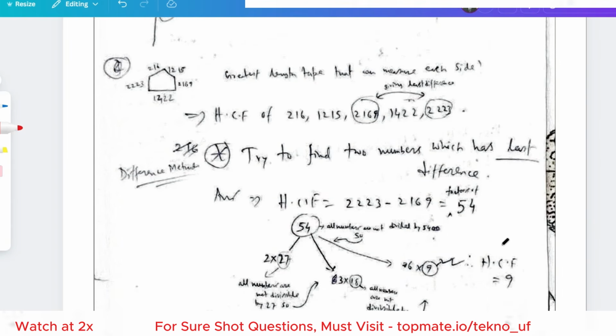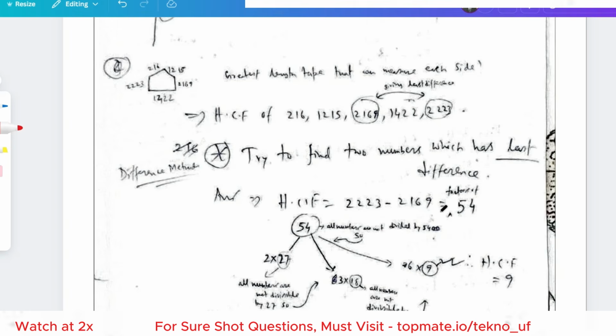Okay, so now write 54 as 2 into 27, 3 into 18, and 6 into 9. Then try if we can divide all these numbers by 27, if we can divide all these numbers by 18, if we can divide all these numbers by 9. So check if there is a number which can divide all these numbers, then that is the HCF. Okay, so I hope you understood the shortcut.